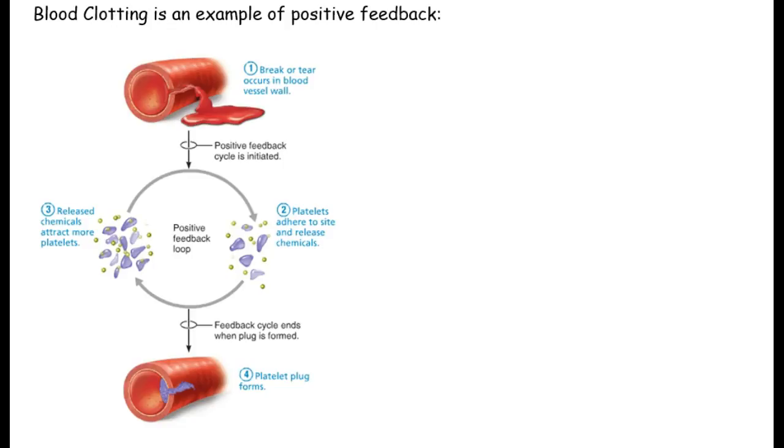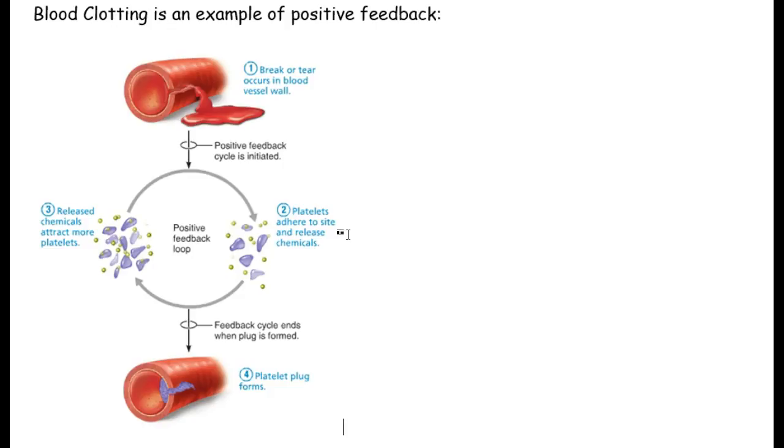simply by the response itself. So when we look at the example of blood clotting, let's say that you have some kind of breakage or a tear in your blood vessel and that causes bleeding. Well, that immediately will initiate a positive feedback loop where platelets will be sent to adhere to the site and start to release chemicals to create that sort of net to block further blood from escaping.